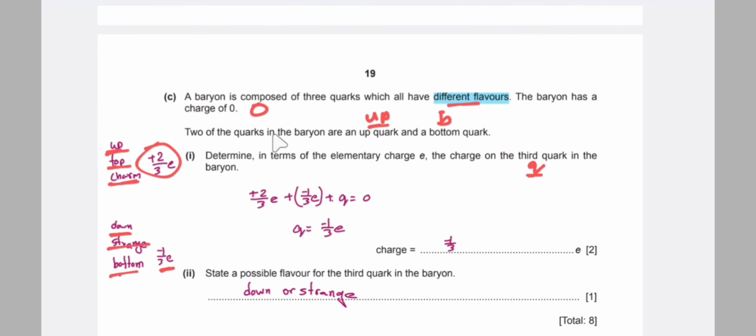Now what is the value of the third quark? You have to remember that the overall charge is 0, so we equate this to 0. After calculating, we get a value of Q that is negative 1 by 3. So it is negative 1 by 3 e.